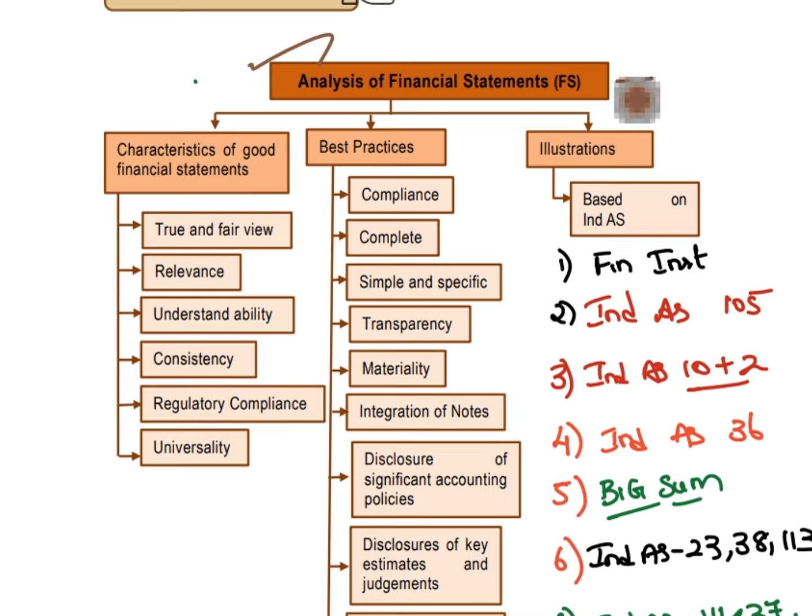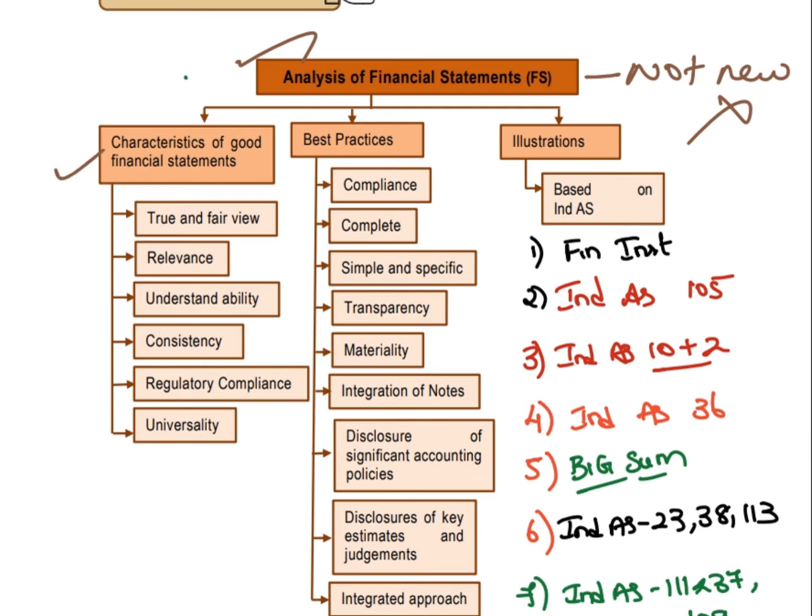Analysis of financial statement is not a new chapter. It is a mix of all the other chapters which you have already completed. You have two theory questions: what are the characteristics of good financial statements, and best practices. These are the two theory questions you have to prepare separately, right?